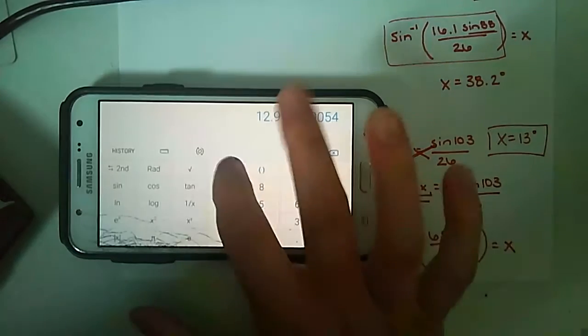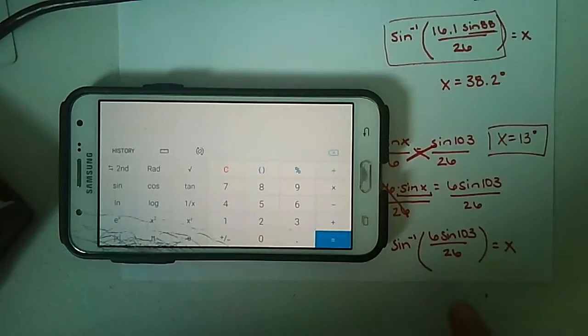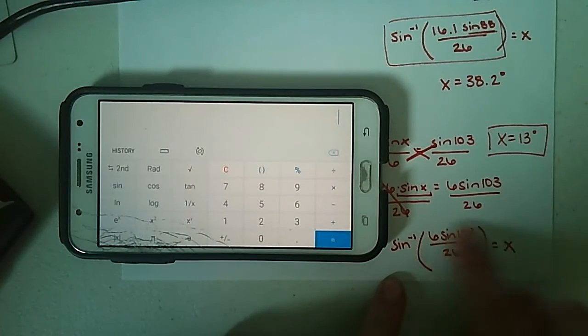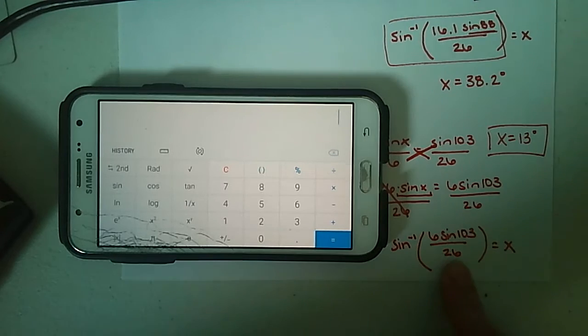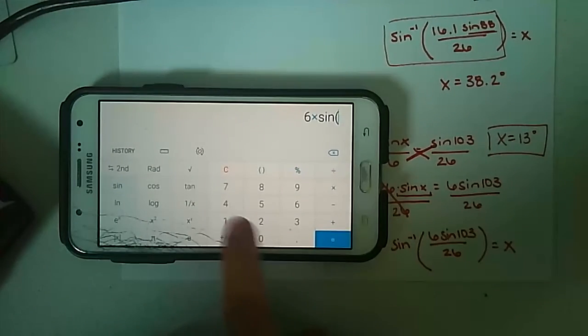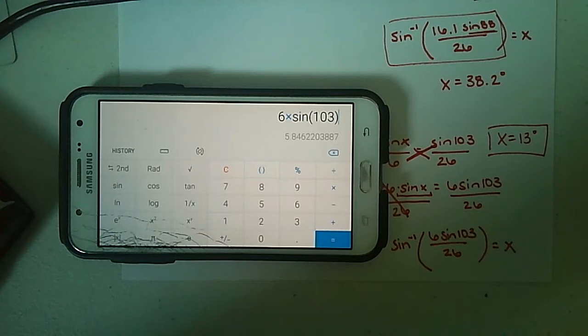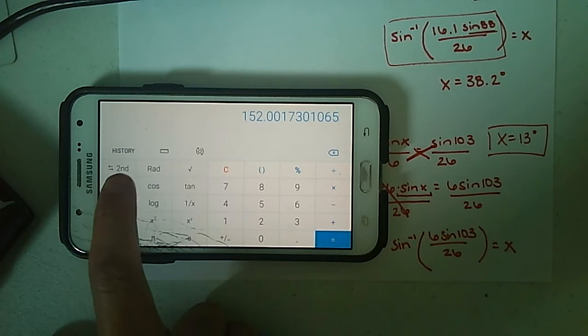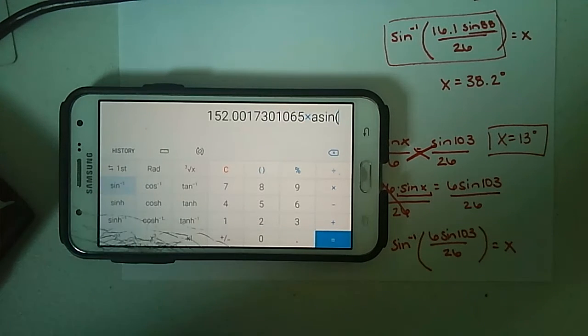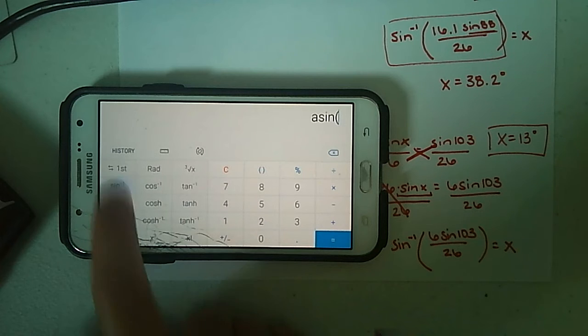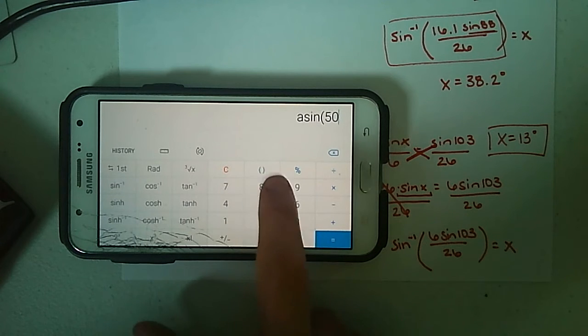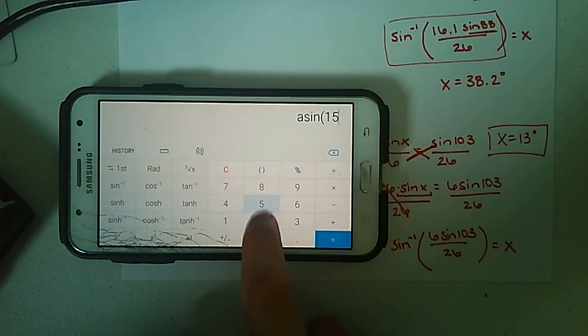Another way you guys can do this, if you don't want to type it in all at once, is I can type in all of this stuff that's in the parentheses first. So I get 6 times regular sine of 103, divide that by 26. And then once I have that answer, so all that stuff in the parentheses is 152. Once I have that answer, then I can do my second sine. Oops. And then do 152 inside of that, and that will work too.